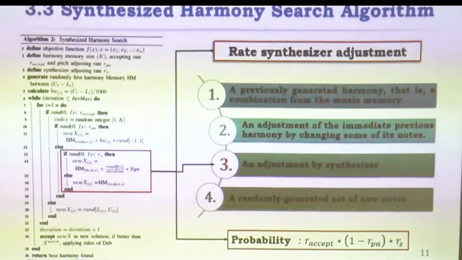This is the pseudocode for the synthesis harmonies algorithm. We added a new way to compose a harmony, that is, an adjustment by a synthesizer. This adjustment is given by a probability. The probability is given by the RSA and the opposite of RPA and RS.